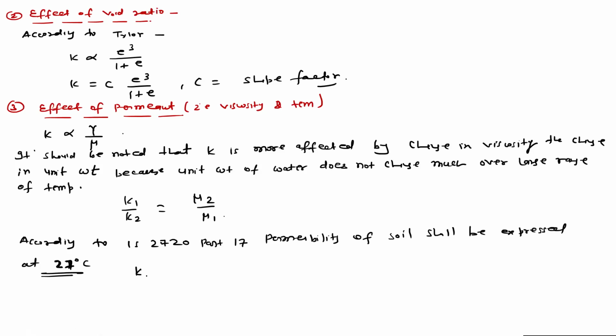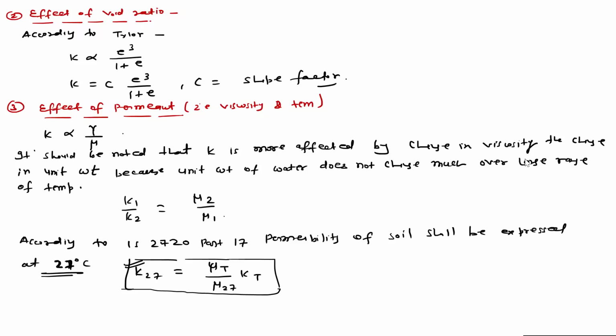So K27 is equal to mu at any temperature T divided by mu 27 into K at any temperature T. Permeability is reported at 27 degrees Celsius. So this is the effect of temperature on permeability.